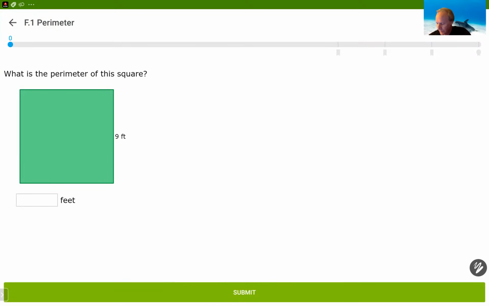What is the perimeter of this square? Now, in the next few, I'm going to actually go through all the steps. But in this particular one, the perimeter of any polygon is the sum of all the sides. In this case, there's 4 sides. They're all equal. So we've got 4 nines, which is 36 feet.